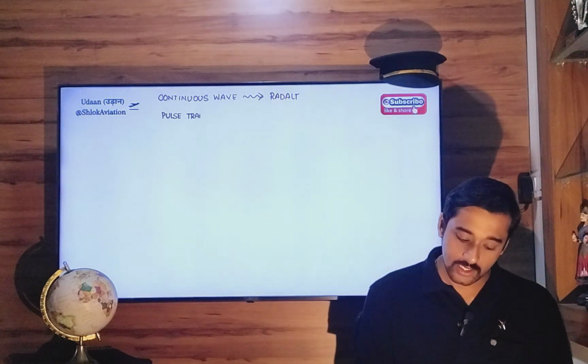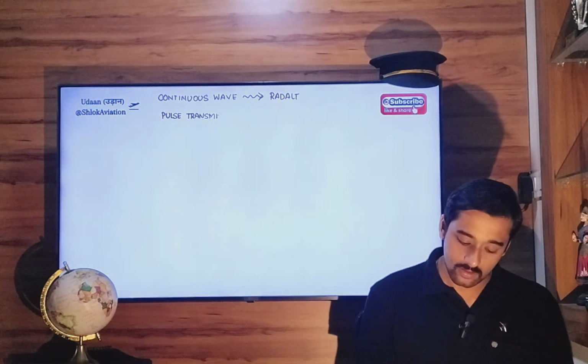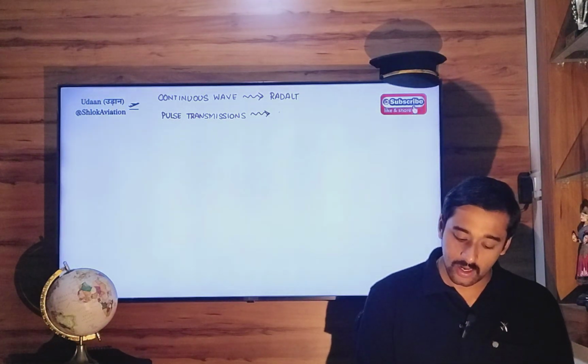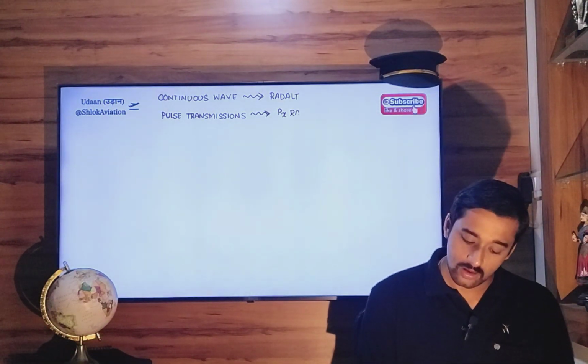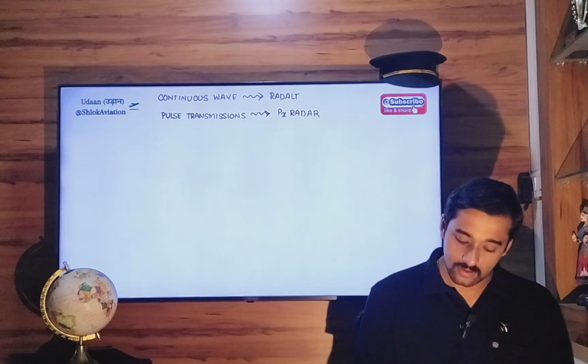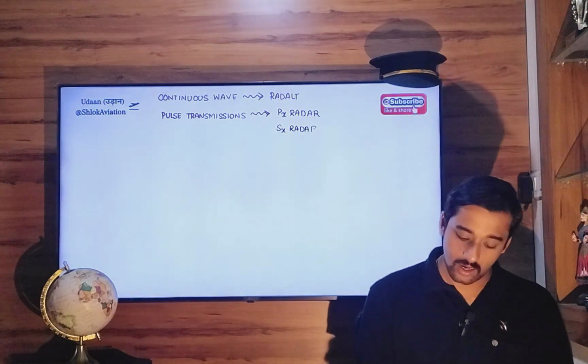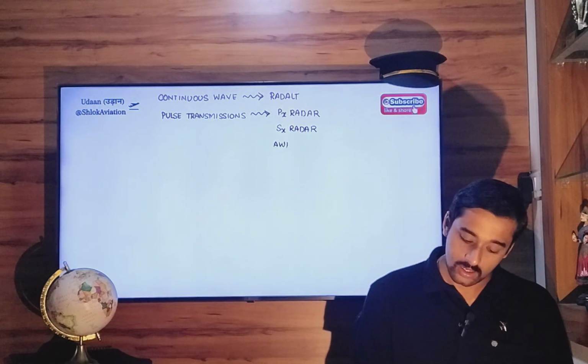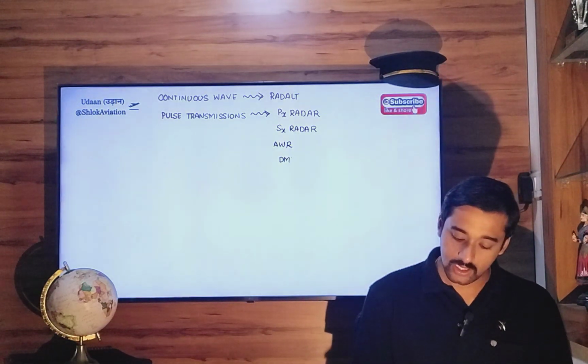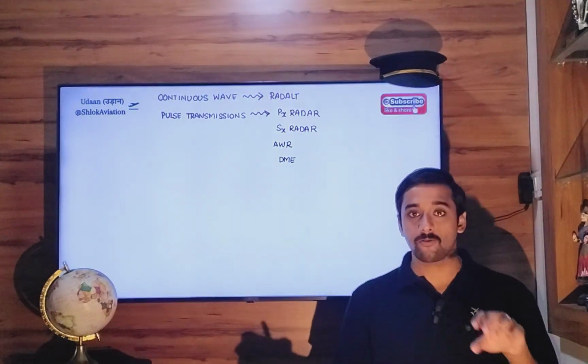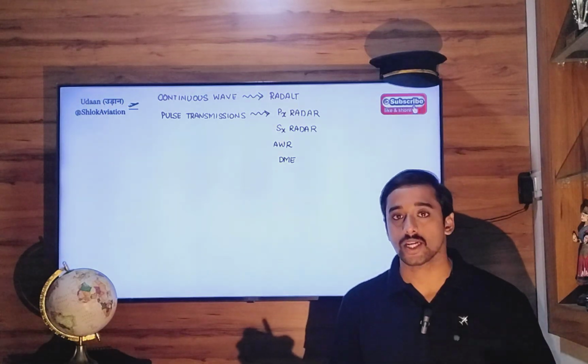are used in case of primary radar, secondary radar, airborne weather radar, DME. Okay, so this mode of transmission is pulse. In case of radio altimeter, it is continuous wave transmission.